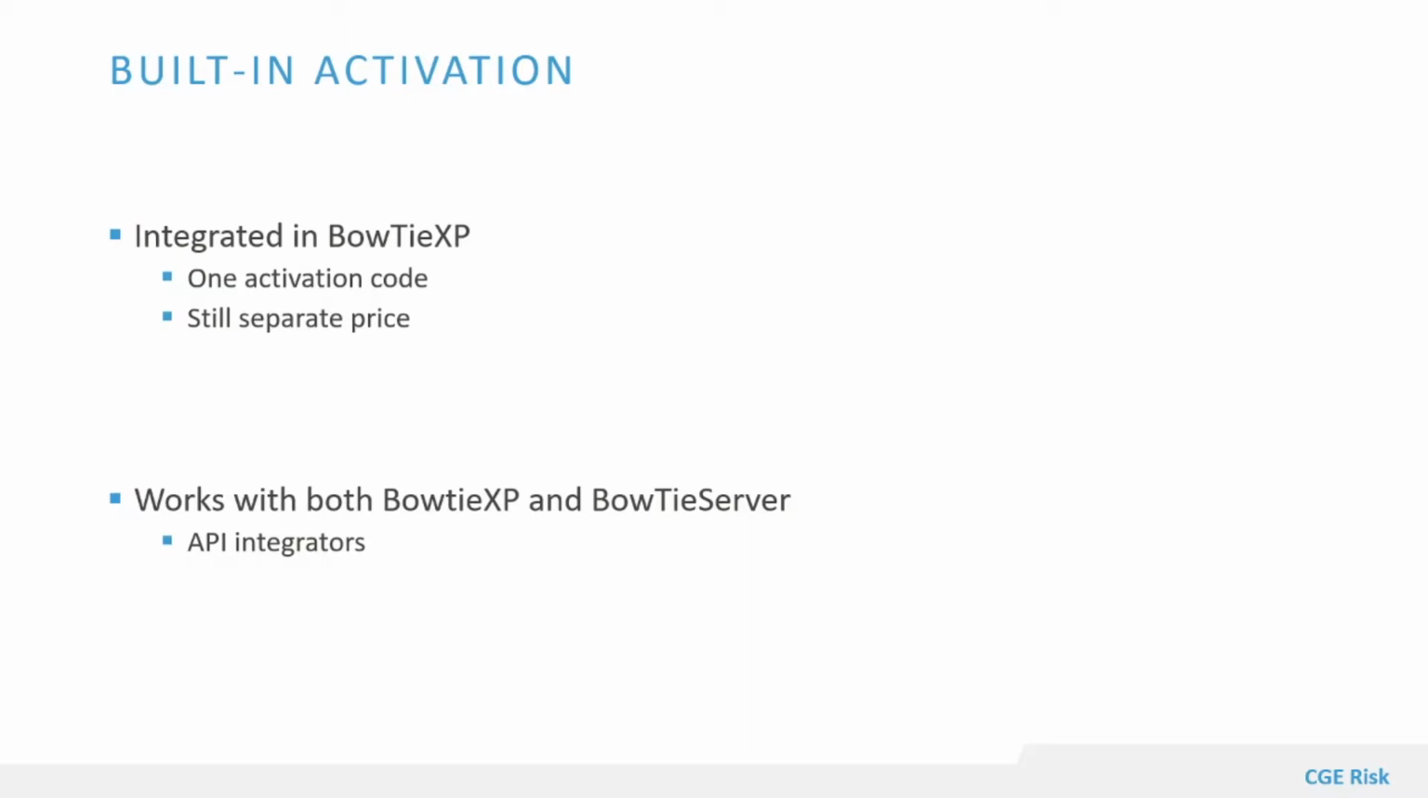And because of this new built-in activation, we were able to combine it with the BowTieServer so that you can also show LOPA data online, and will allow it to more easily be integrated with APIs. Having a built-in plugin allows for easier data transfer between BowTieServer, BowTieXP and those APIs.